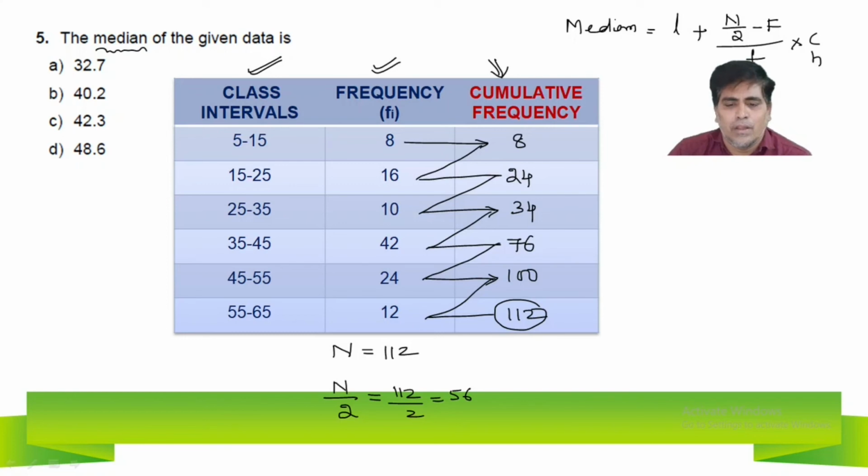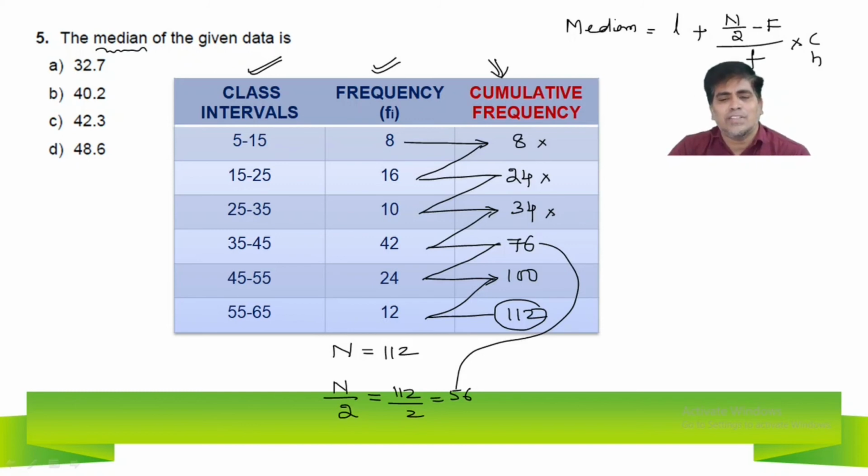class. How to find the median class? We will compare with 56 in the cumulative frequency. So 8 has not crossed 56, we will not take this class interval. 24 also has not crossed. 34 is also not crossed. 76, yes, if you compare 76 and 56, it is crossed.